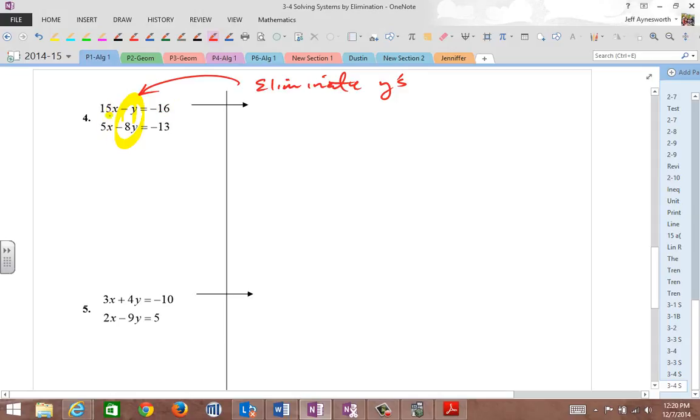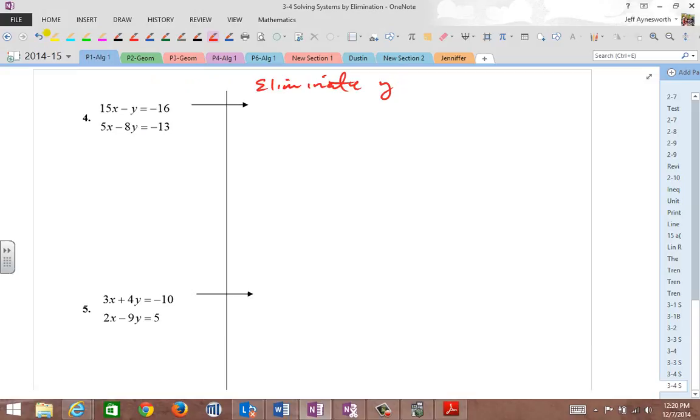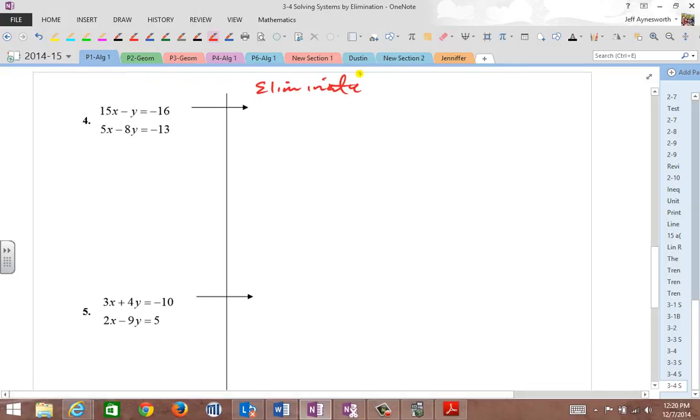Or we can multiply the second equation by negative 3. So I'll tell you what, let's go ahead and eliminate the x's instead, because it's going to be smaller numbers and probably going to be easier to deal with. So let's change gears. Let's eliminate the x's here, and let's take a look at this.